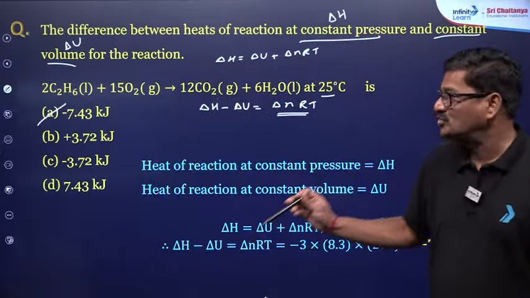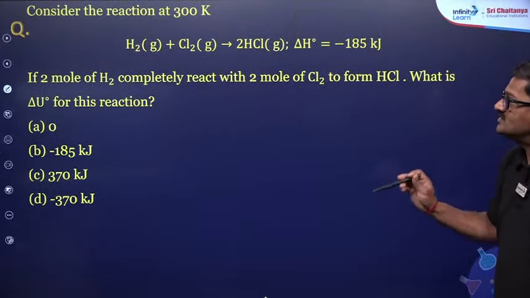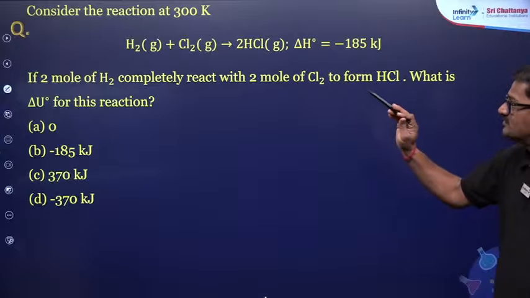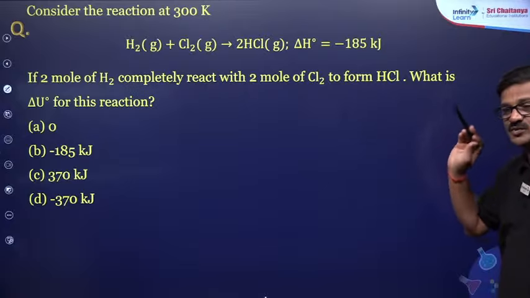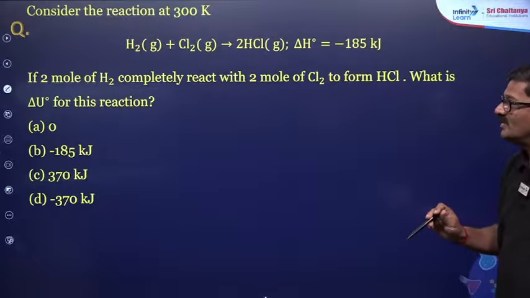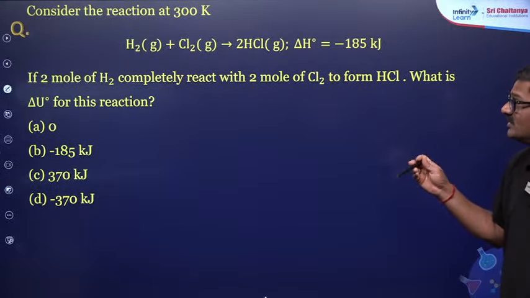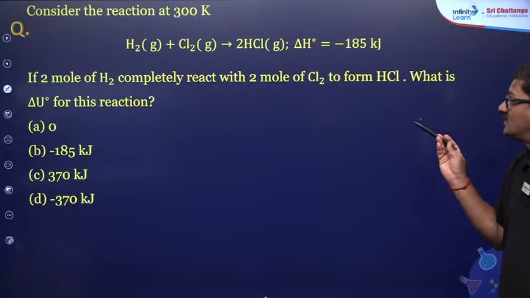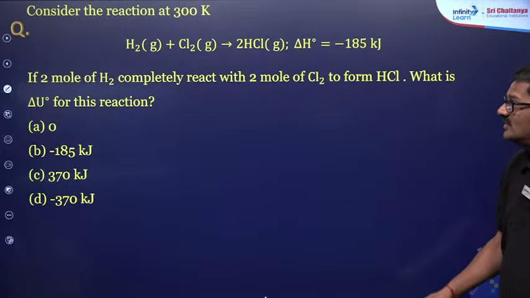If you have any doubts, please let me know. Consider the reaction H2 plus Cl2 gives rise to HCl, delta H is equal to minus 185 kilojoules. If 2 mole of hydrogen completely reacts with 2 mole of chlorine to form HCl, what is the delta U for the reaction?